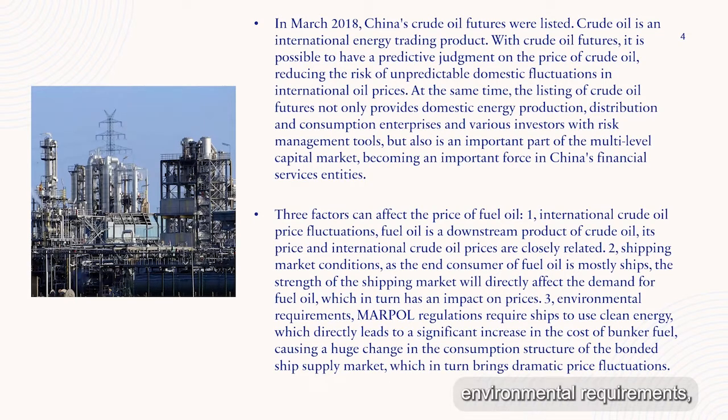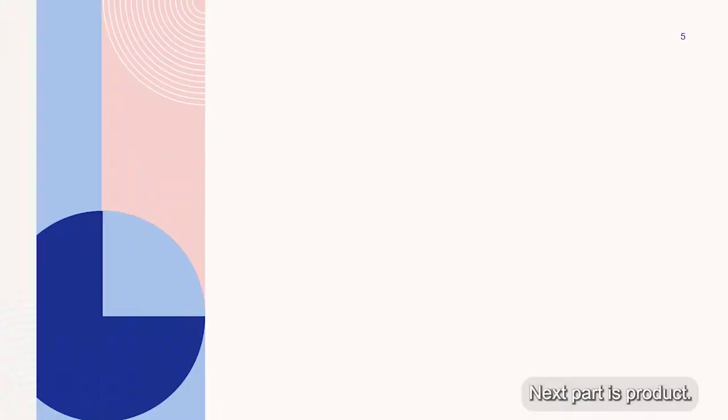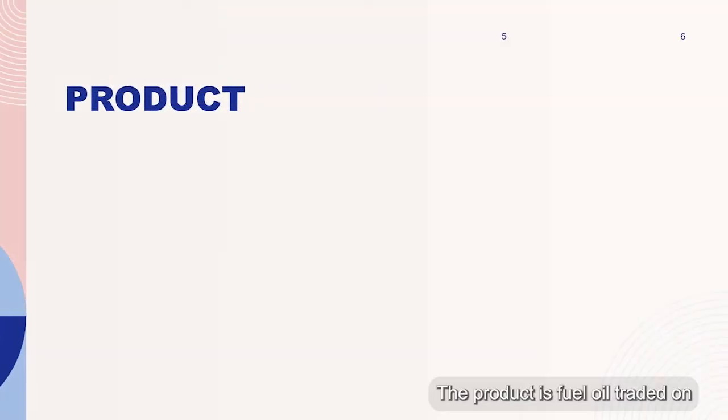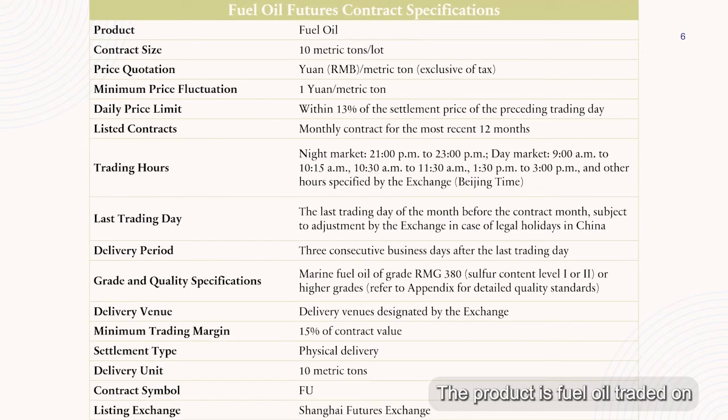Third, environmental requirements. The Marine Pollution Convention requires ships to use clean energy, which directly leads to a significant increase in the cost of bunker fuel, causing a huge change in the consumption structure of the bonded ship supply market, which in turn brings dramatic price fluctuations. Next part is product. As you know, the product is fuel oil traded on the Shanghai Futures Exchange.